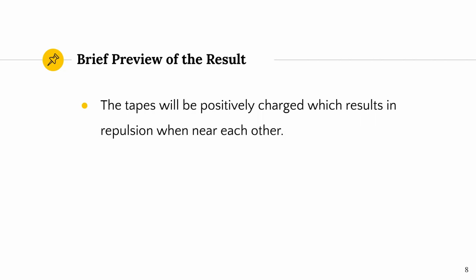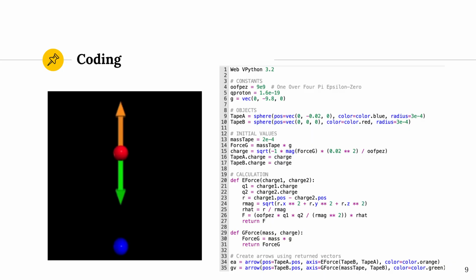For a brief preview of the result, the tapes will be positively charged, which results in repulsion when near each other. For a quick explanation, I've created constants and objects and set initial values. Then I created functions that calculate electric force and gravitational force. Lastly, I made sure to draw the first diagram so that it appears as shown in the picture.